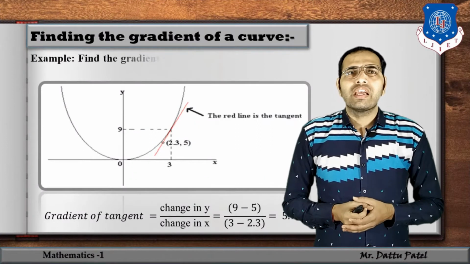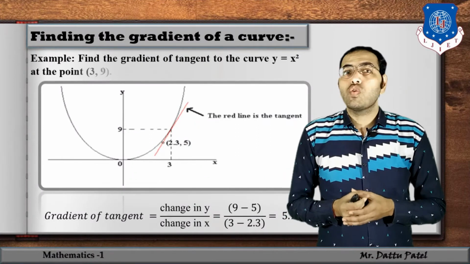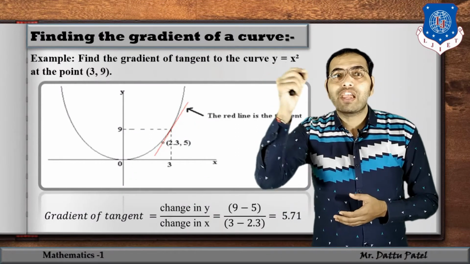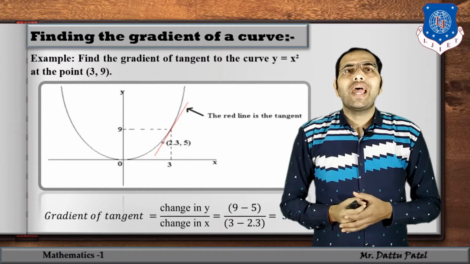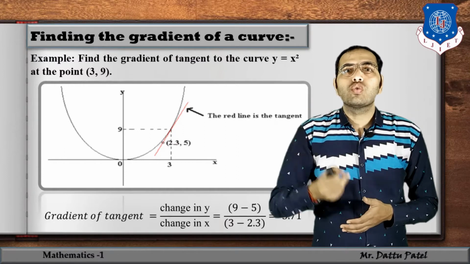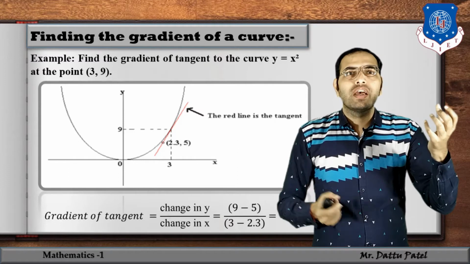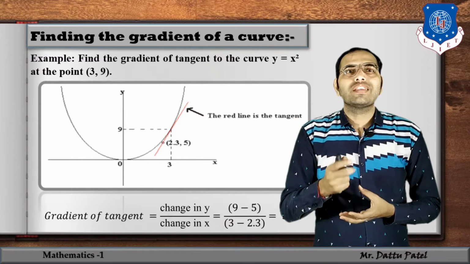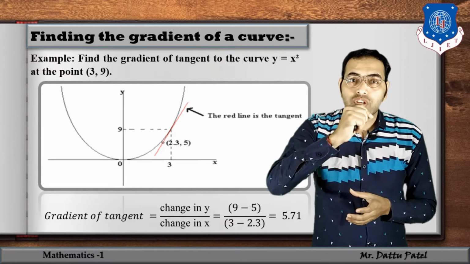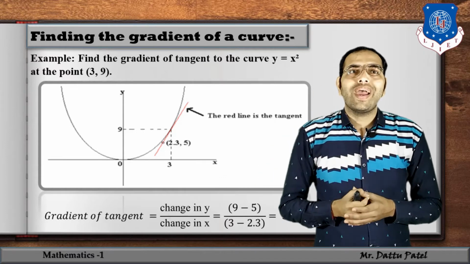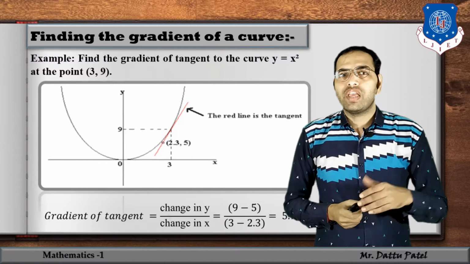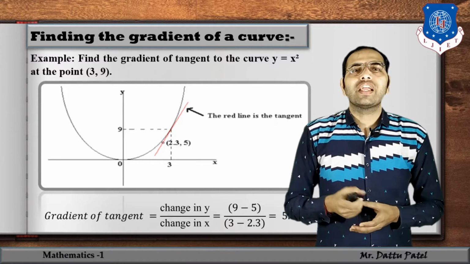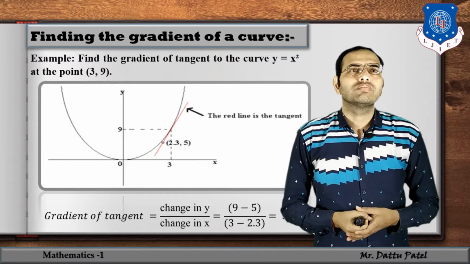To find the gradient of a curve, you must draw an accurate sketch of the curve at the point where you need to know the gradient and draw a tangent to the curve. A tangent is a straight line which touches the curve at one point only. Then you can find the gradient of this tangent.